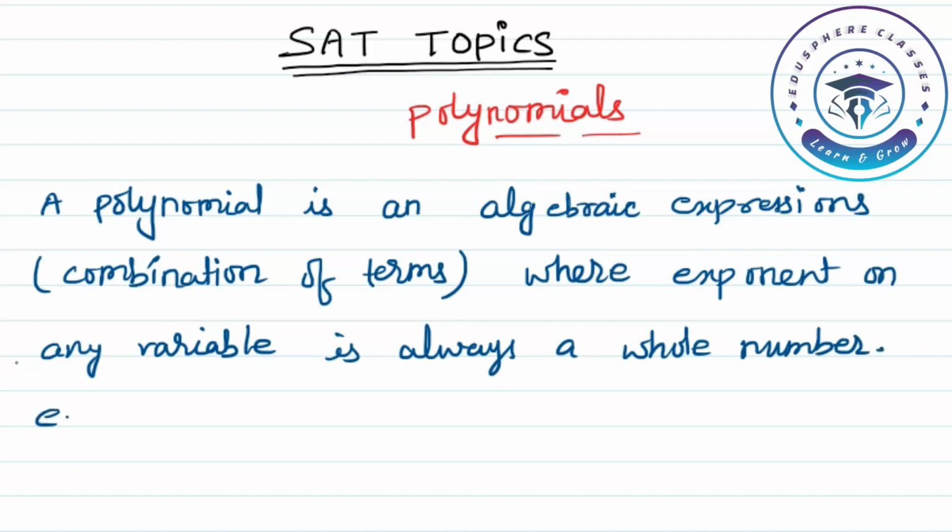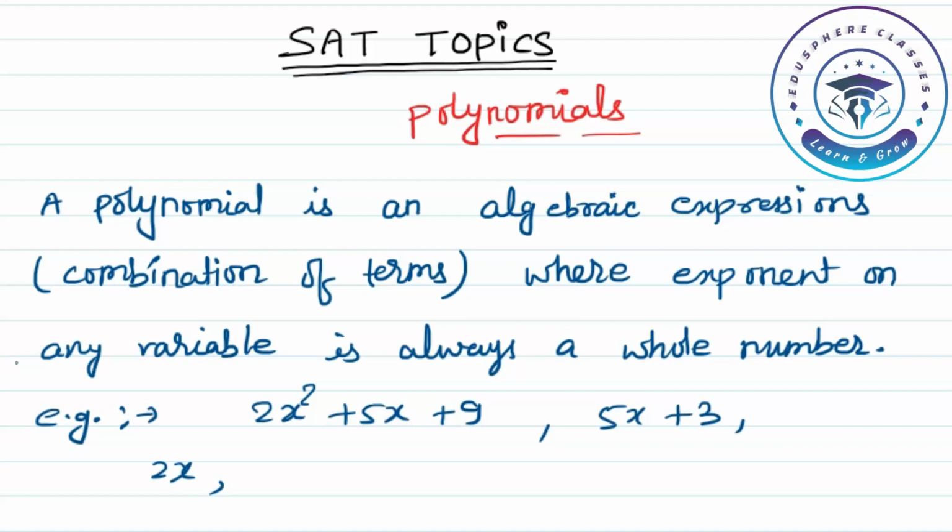For example, 2x square plus 5x plus 9, this is a polynomial. 5x plus 3, this is a polynomial. 2x, this is a polynomial. Even any constant number like 2 is also a polynomial. Why? Because we can write this as 2 times x to the power 0, and as you can see in the definition, any variable can have 0 as the power because the variable has an exponent that is a whole number, and 0 is a whole number.